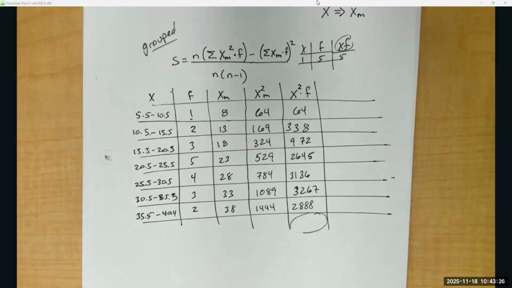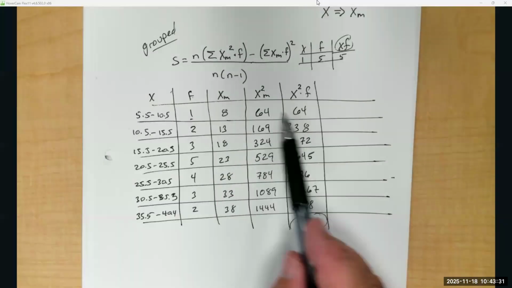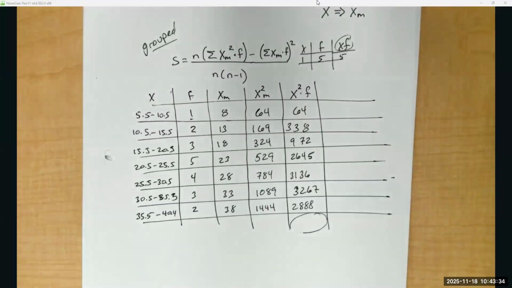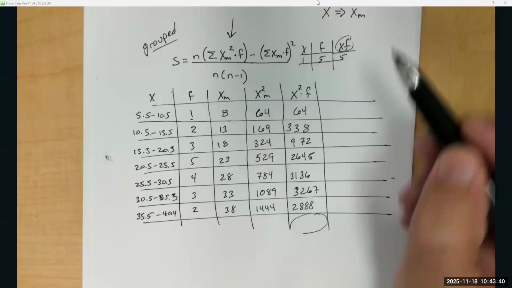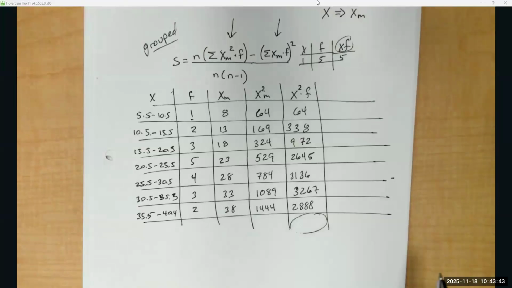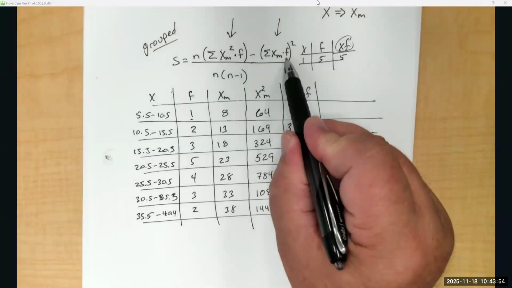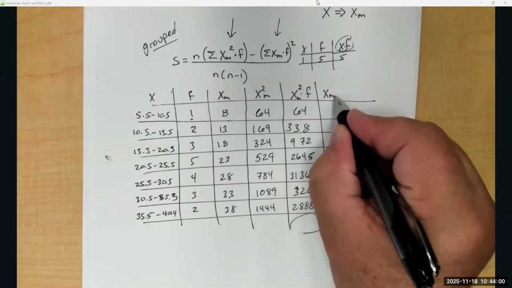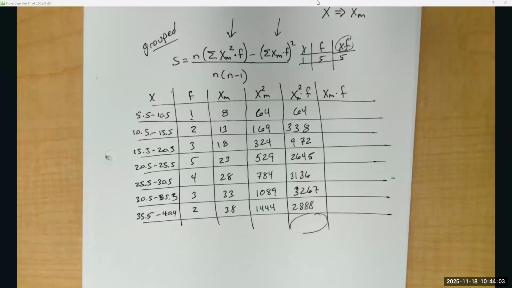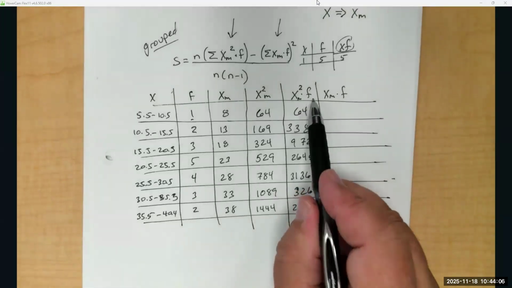So what I'm trying to do is, do you see how we build these charts? You see what the formula is, what we need, and we create the headings for each one of those as we're building. So that takes care of this parenthesis. What about this parenthesis? What do we need there? Yeah, so do we have X sub M times F anywhere? No, we don't. Oh, this should be a midpoint. So we need an X sub M times F. This one's X squared times F. So now we just need that.